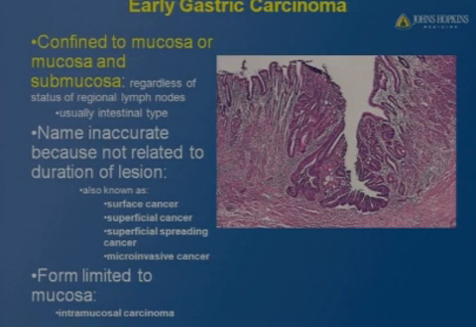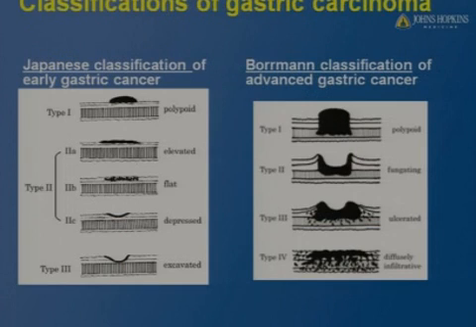This image shows the early gastric carcinoma histological slide. As I mentioned, it is regardless of the status of regional lymph nodes, and it's usually the intestinal type. Beware that the name is inaccurate because it is not really related to the duration of the lesion. It has other names also called surface cancer, superficial cancer, superficial spreading, or microinvasive cancer.